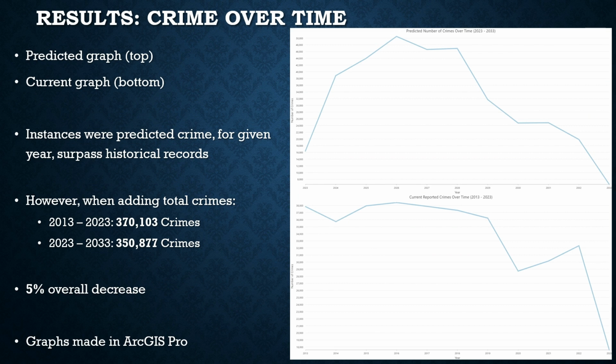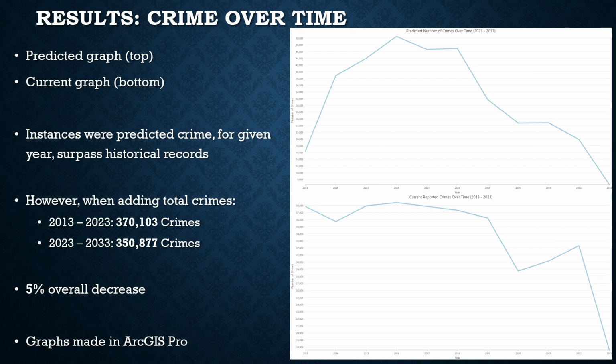The results for crime over time are as such. To start, the predicted graph is on top, whereas the input data set is on the bottom. We can see that over time, crime will be decreasing as a result. However, when looking at the maximums in the predicted values versus the input data set, we can see that the predicted values indicate a lot higher numbers of crime to occur in the first 5 years when compared to the input data set.